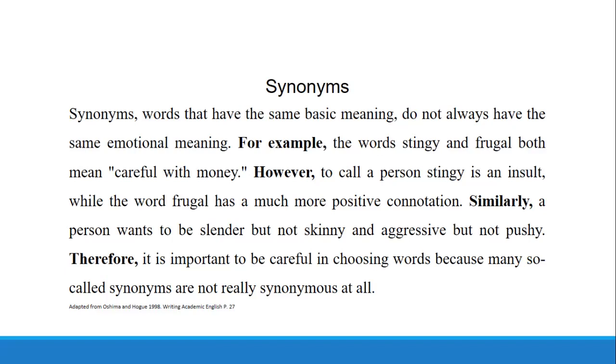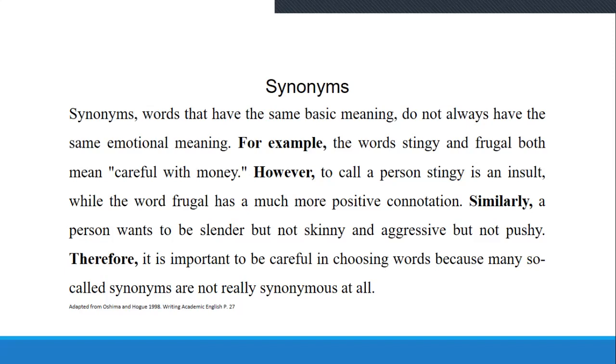Right? Synonyms, words that have the same basic meaning, do not always have the same emotional meaning, right? So when it comes to the meaning, there are certain changes in certain words, not all the words, but in certain words, emotionally, the way it sounds may be different, right?